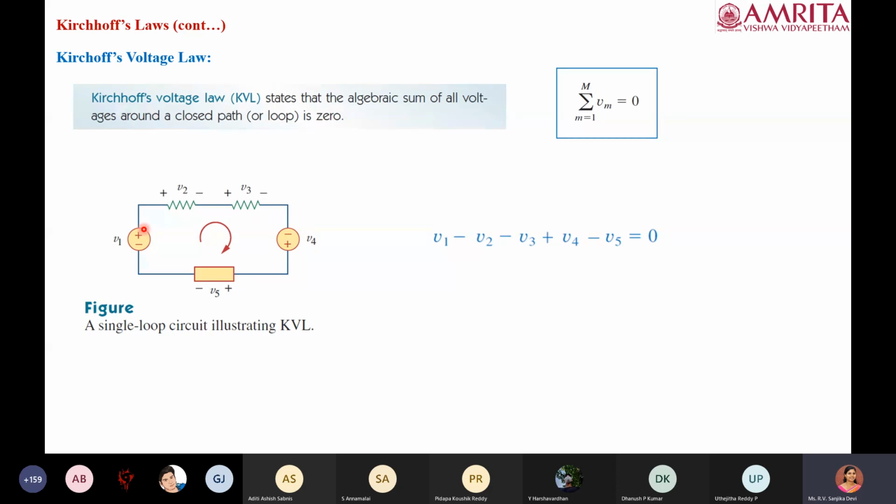So the equation is plus V1 minus V2 minus V3 plus V4 minus V5, that will be equal to 0. And if we equate the positive and the negative by taking the negative terms on the other side, we get it as V2 plus V3 plus V5 is equal to V1 plus V4.